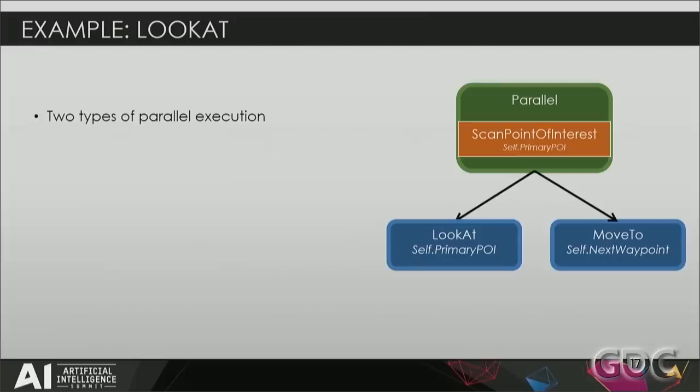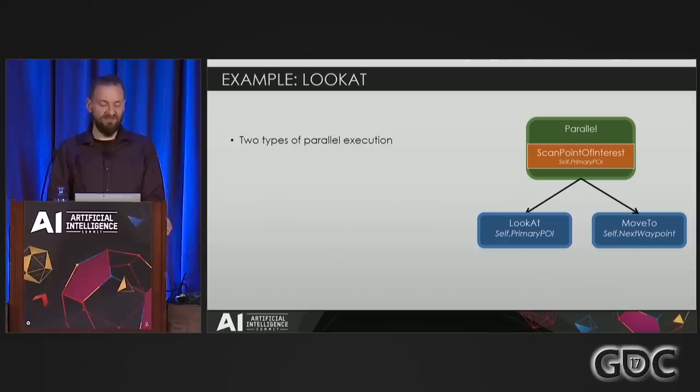And then you can have an updatable decorator that is separated from the lookat, so the lookat doesn't figure out what it should look at. It simply just looks at a point that has been set in the database. So the scan point of interest will be scanning around the agent and setting this primary point of interest if it finds something interesting. And now the lookat would, of course, pick it up and start looking at that point. In this example, the updatable decorator could also be, of course, put into this lookat node itself.